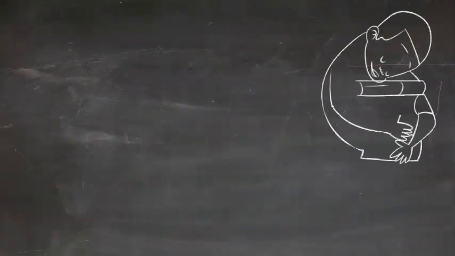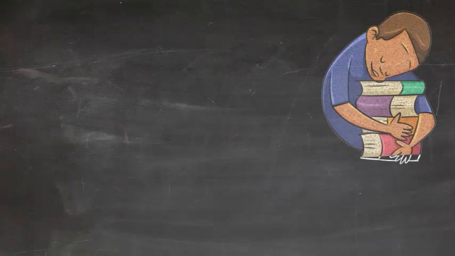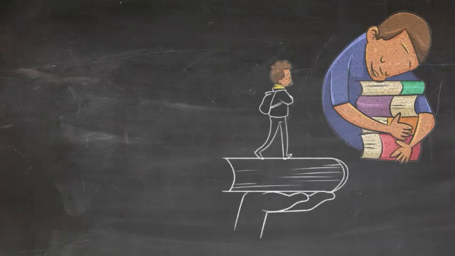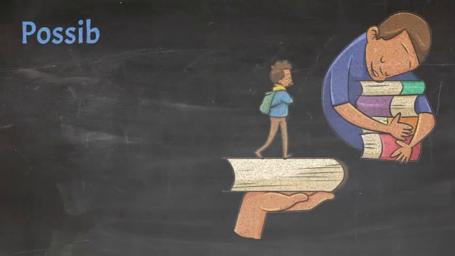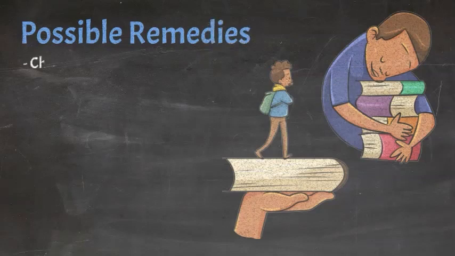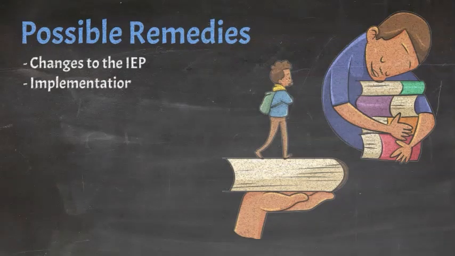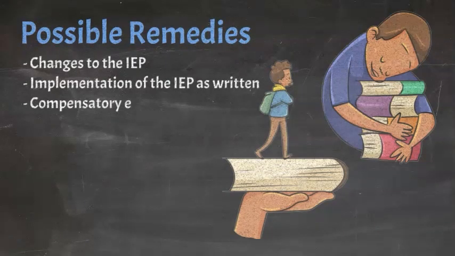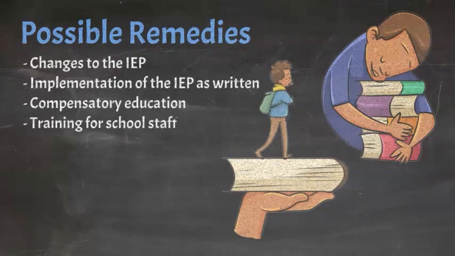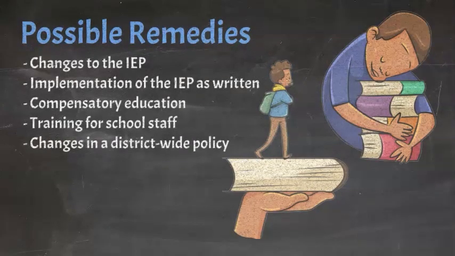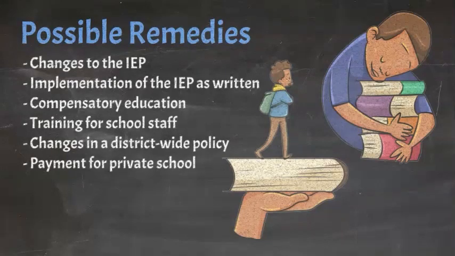Unfortunately, the clock cannot be turned back. There can't be a do-over of the past school year, but there are some remedies that are available to make up for the harm that was caused. These include things like changes to the IEP, implementation of the IEP as written, compensatory education, training for school staff, changes in a district-wide policy, and payment for private school placement.